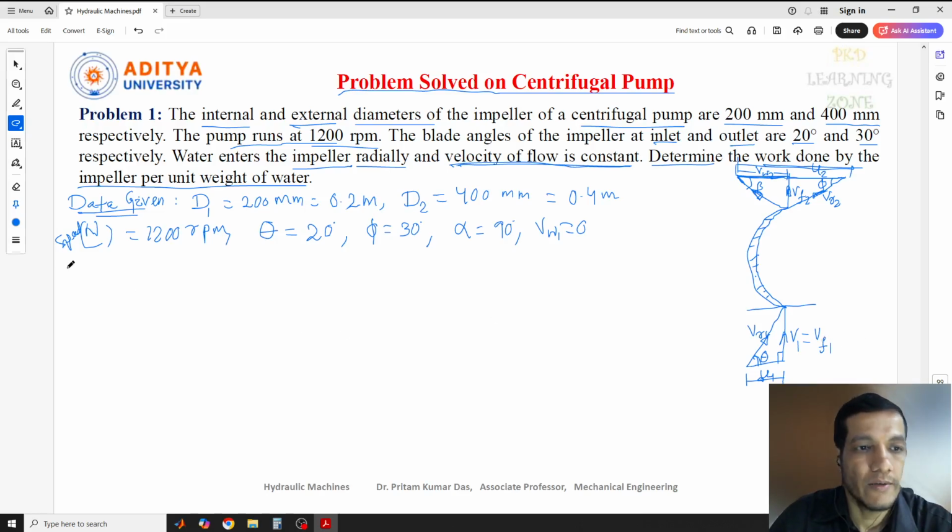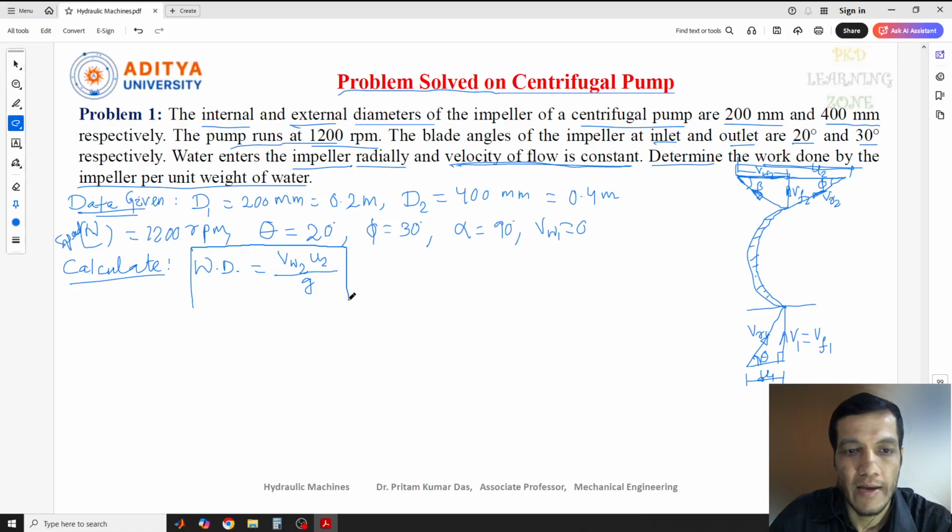And what we need to calculate? We need to calculate the work done of the impeller per unit weight of water. So we know that the work done by the impeller per unit weight of water is nothing but, we know the formula, VW2 U2 by G. Here in this equation, except the G value, the remaining values are not given. That means we need to find out the value of U2 and the value of VW2, so VW2 at the outlet condition.